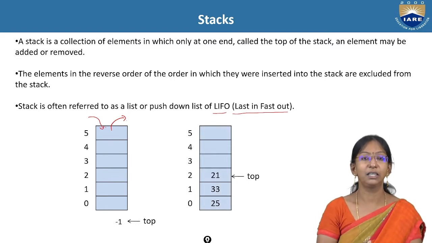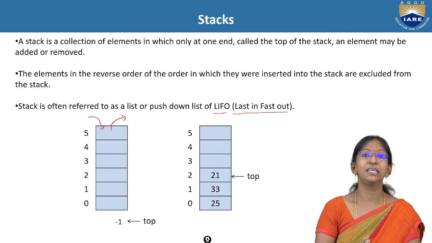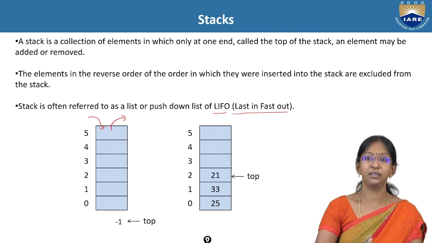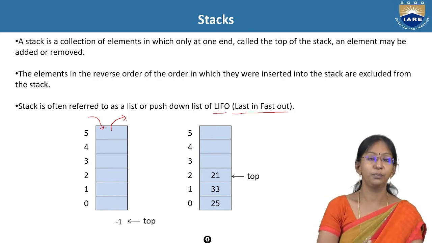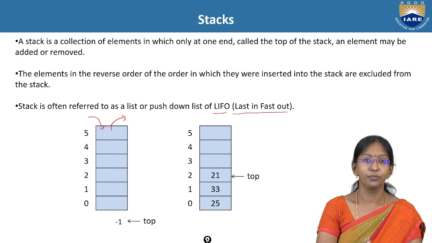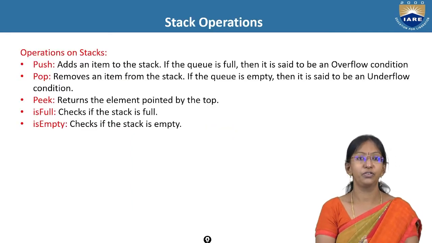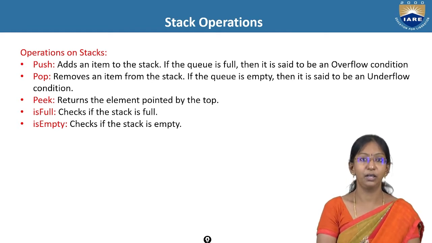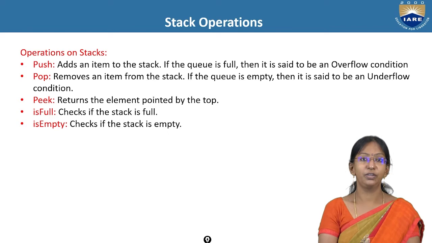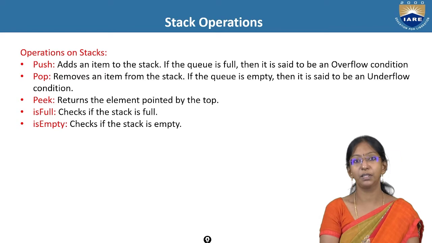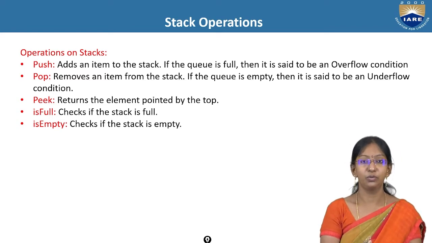So as soon as we insert an element into the stack, the top gets incremented. I have inserted 3 elements. The default value of top was 0. Now it is pointing to index value 2. Okay. Then the basic operations that you can perform on a stack. The basic operations are push, that is adding an element into a stack, pop, that is removing an element from the stack, and peek, that is to retrieve the element pointed by the top, which is nothing but the peek element of a stack.